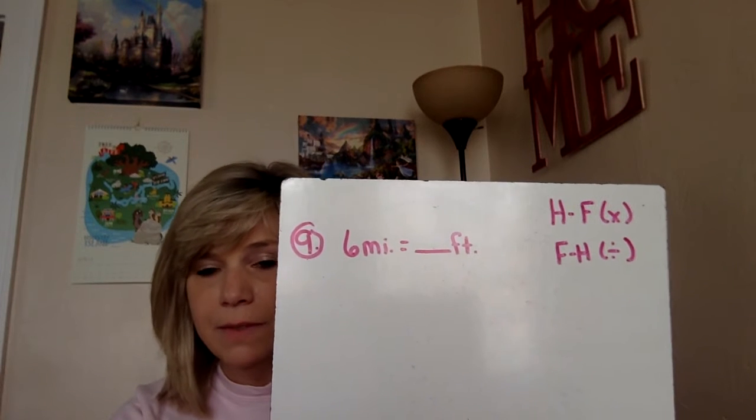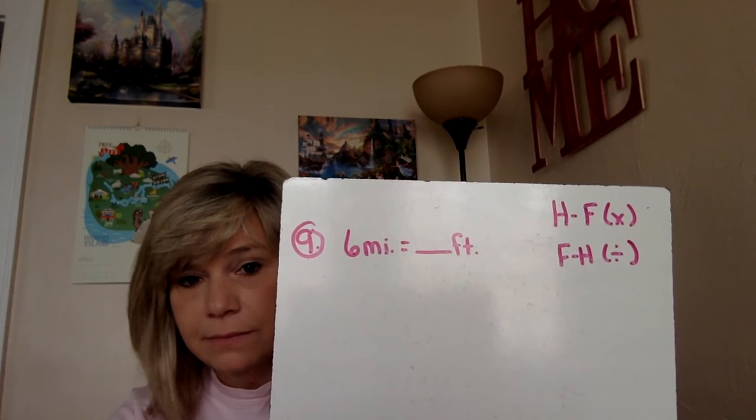So now I'm going to do number 9. Write number 9 on your paper. I'm writing 6 miles equals how many feet. If I'm going too fast, then just pause me right now so you can write it down. So I'll give you a second. That's what you should write. 6 miles equals how many feet?